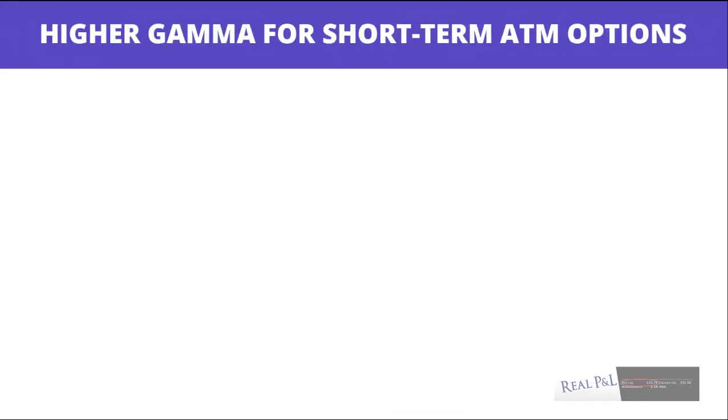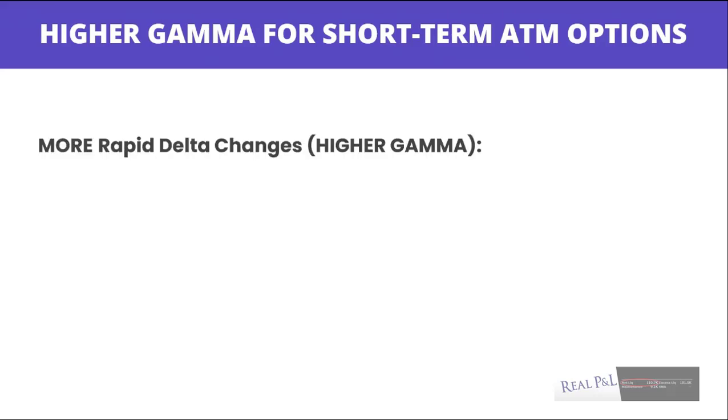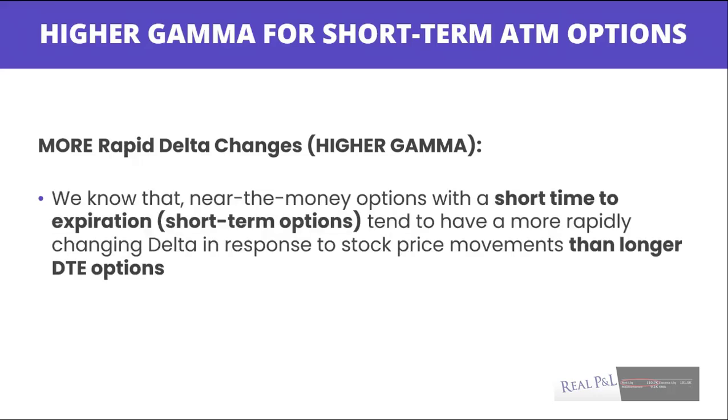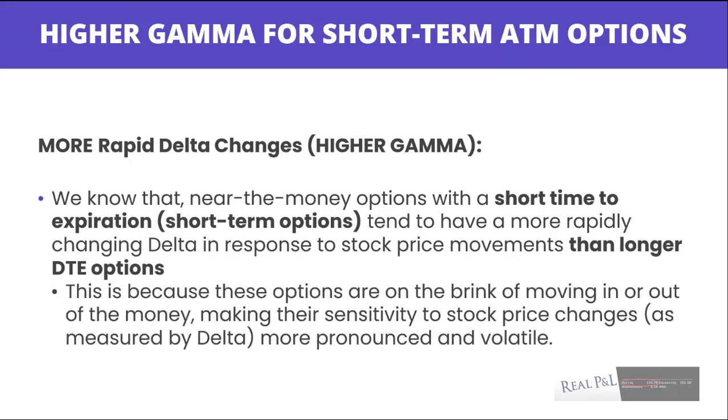So higher gamma for short-term at-the-money options. More rapid delta changes equals higher gamma. We know that near-the-money options with a short time to expiration, short-term options, tend to have a more rapidly changing delta in response to stock price movements compared to longer DTE options. This is because these options are on the brink of moving in or out of the money, making their sensitivity to stock price changes, as measured by delta, more pronounced and volatile.